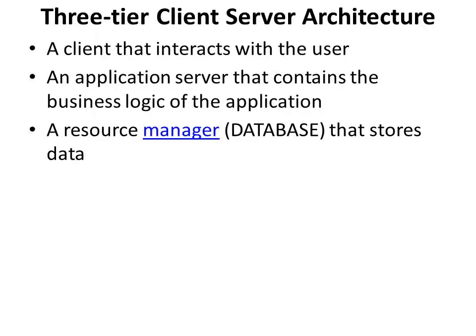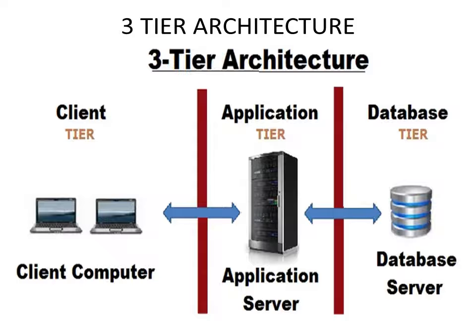Now coming to three-tier architecture, here there are three tiers. First, a client tier, the client that interacts with the user. Second, an application server, the application layer that contains the business logic of the application. Here in three-tier, the business logic is located in the application server, in the middle layer. Third, a resource manager, which is a database layer that stores the data.